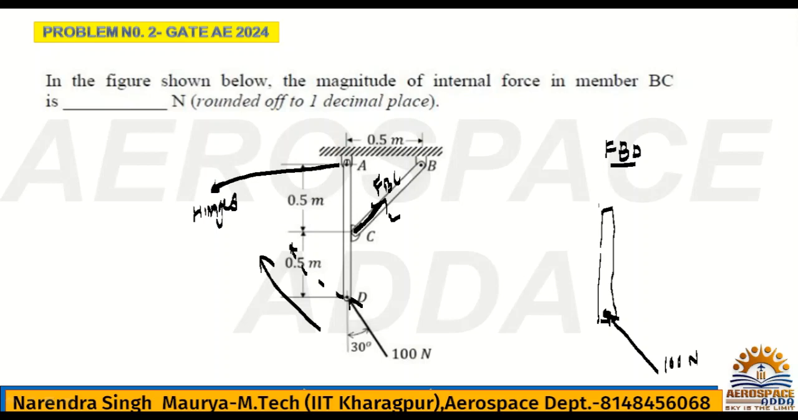So I can say this is the point A, the hinge, and here one force will be acting in this direction in BC, and the direction of the force in BC will be like this. Why? I told you, once this force acts at point D, member AD will try to move in this direction. Hence it is like a clamped member, so it will try to pull back, so that force will be in this direction.